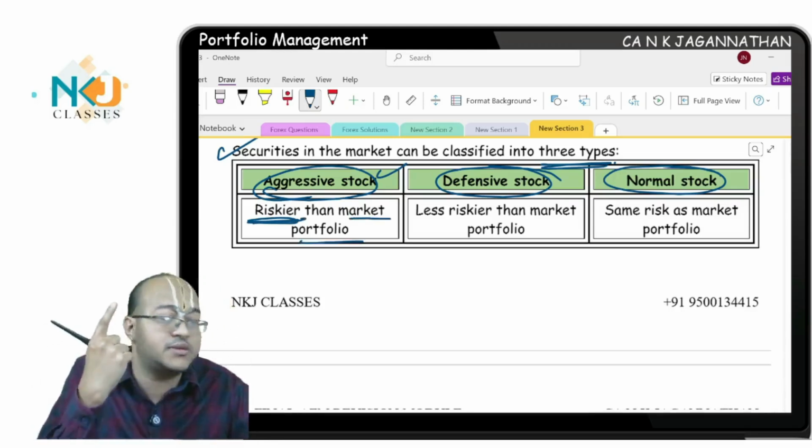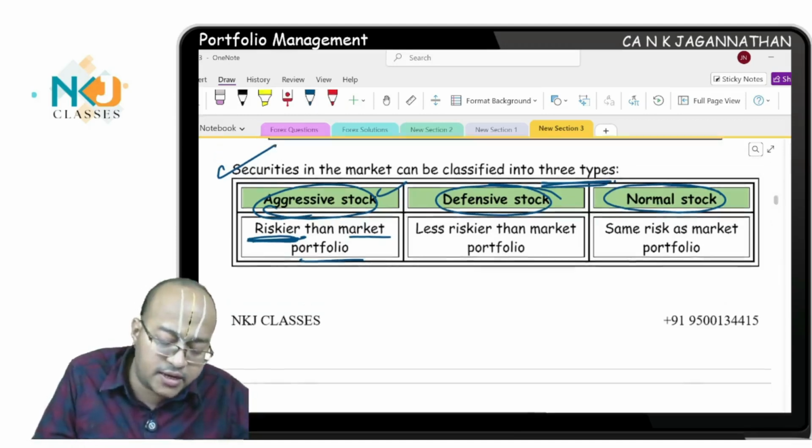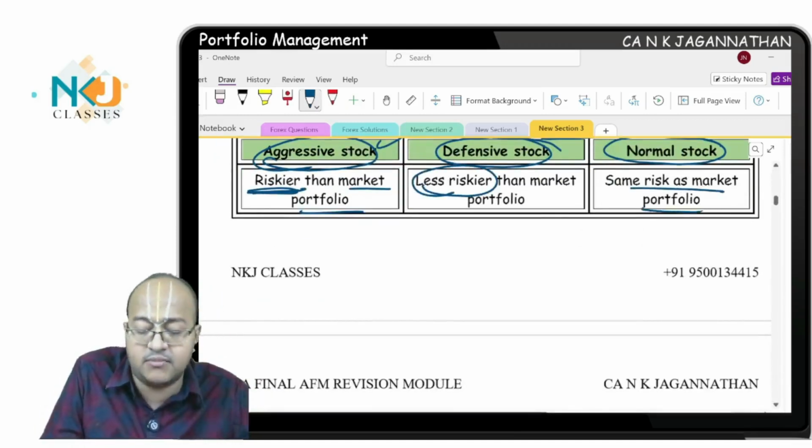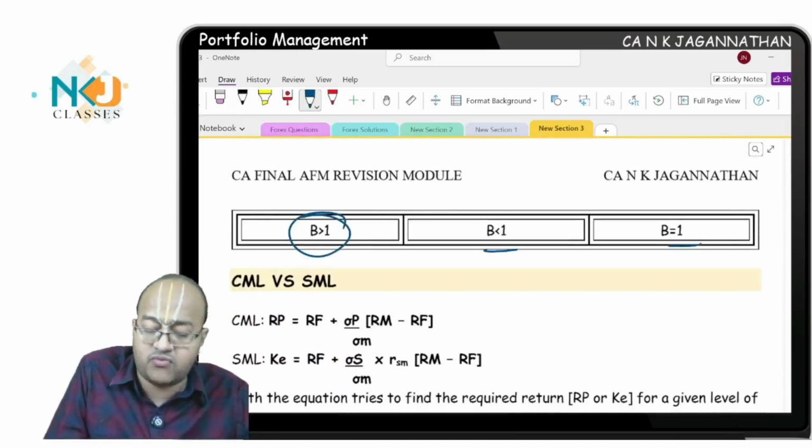The market portfolio's beta is 1. When you compare this to 1, if it is more than 1, it is riskier than the market; less than 1, less risky than the market; and equal to 1, same risk as the market portfolio. So given the situation, beta is more than 1, more risky; less than 1, less risky; and equal to 1, same.